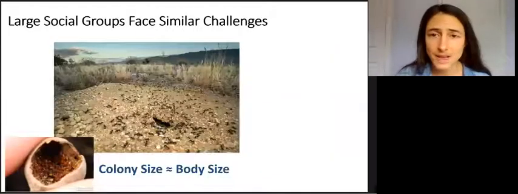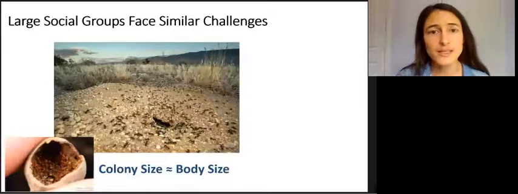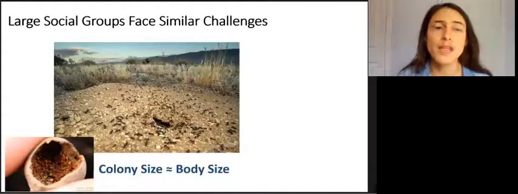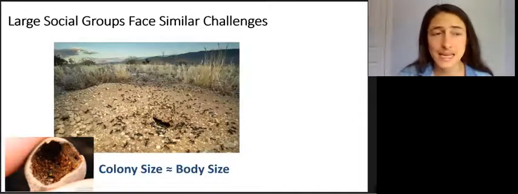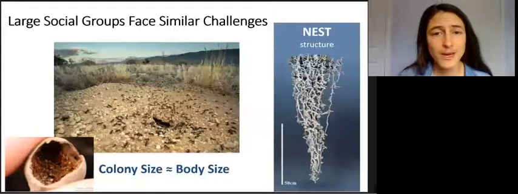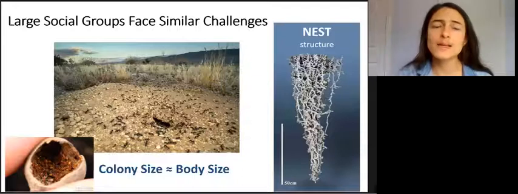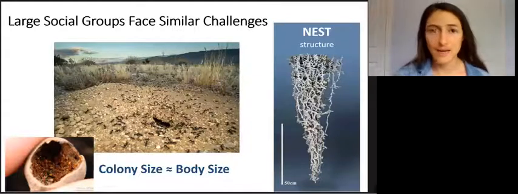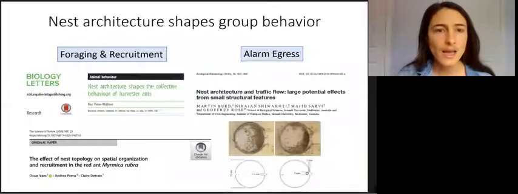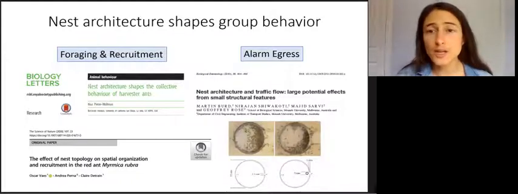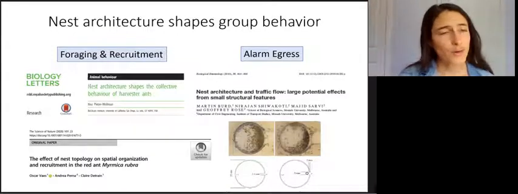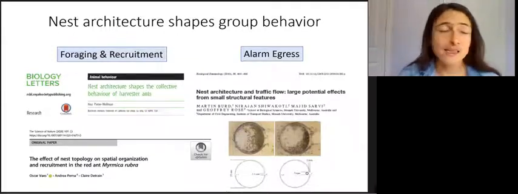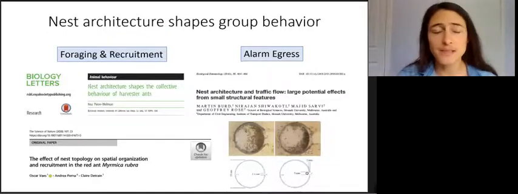And we can extend this analogy to the groups of social animals who may face similar challenges of transporting information and resources across greater distances. And the context of this movement is the nest, which may also shape interactions and the efficiency of transport. So here we examine these dynamics in ant colonies. And there is already good evidence that the structure of ant nests in particular shapes the behavior of the colony. For example, in foraging and recruitment and in nest evacuation during an alarm event.